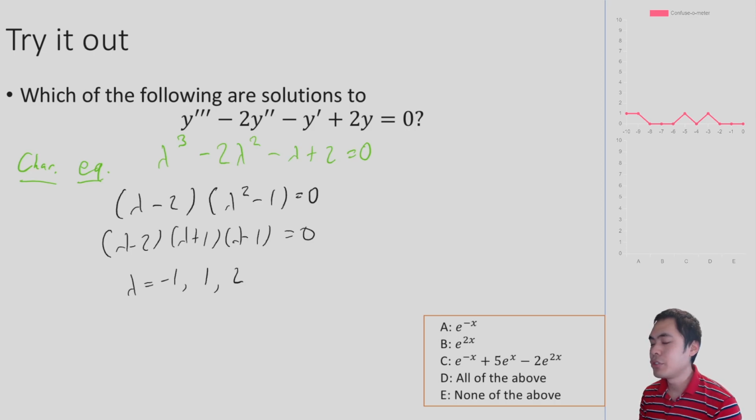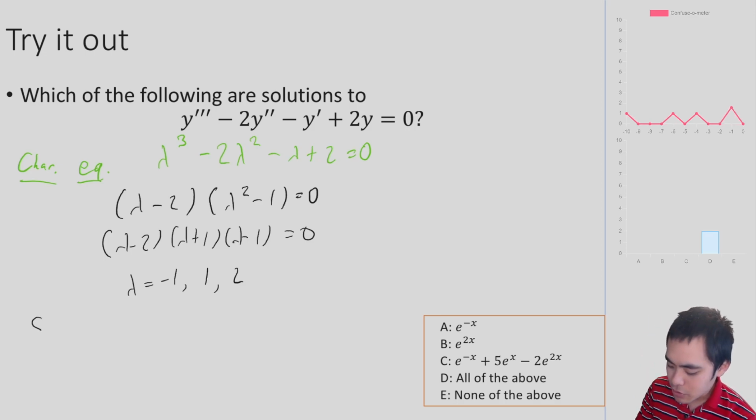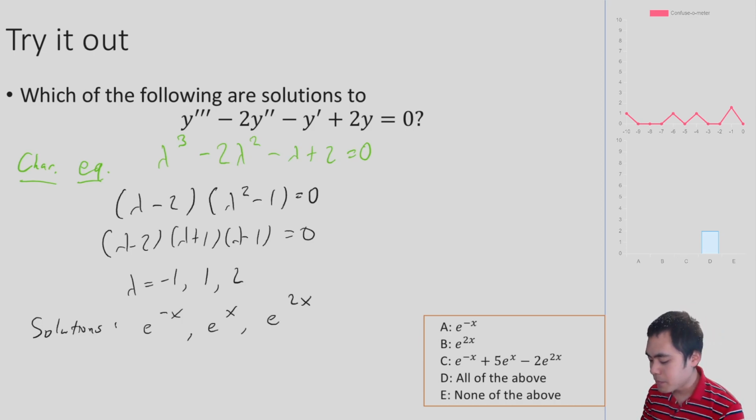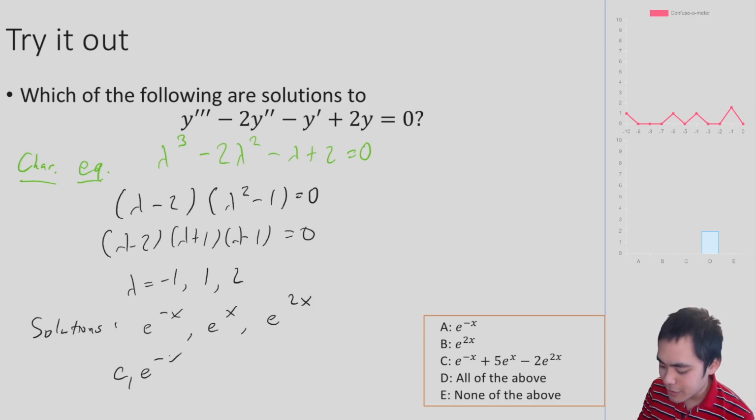So what are the basic solutions here? Okay, so we've gotten a couple of these. Let's take a look. Our fundamental solutions are e^(-x), e^x, and e^(2x), right? But of course you can add these together. So your general solution is c1 e^(-x) + c2 e^x + c3 e^(2x), and therefore all of the above are solutions.